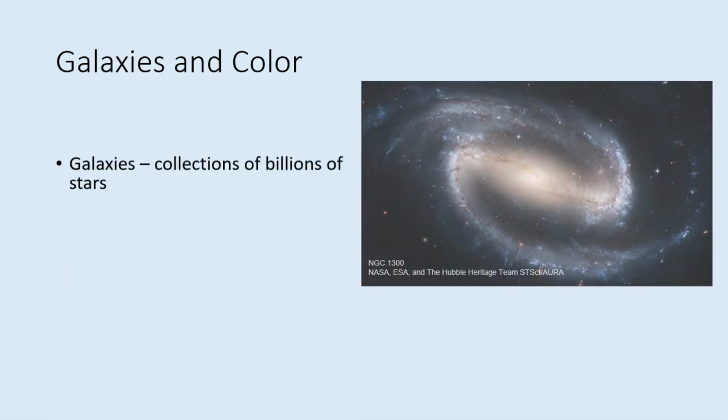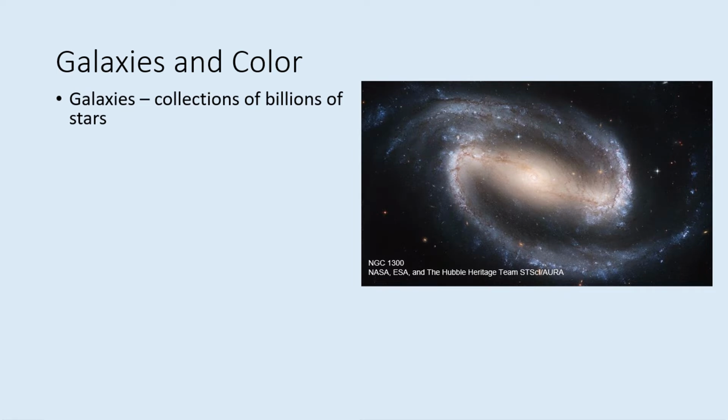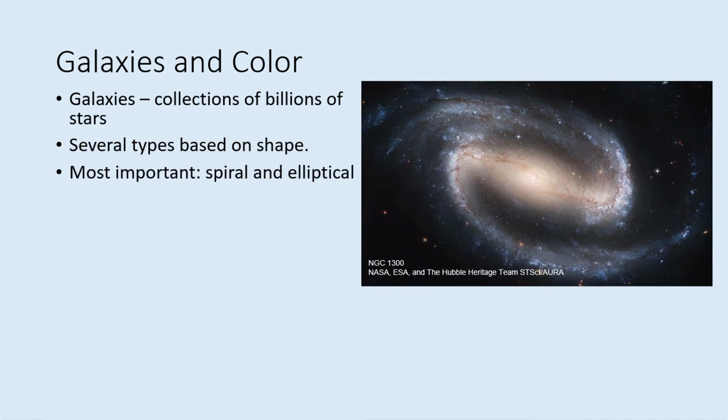A galaxy is a collection of billions of stars, all held together by gravity. We live inside a galaxy we call the Milky Way. But there are hundreds of billions of galaxies in the observable universe. Galaxies come in a range of different sizes and shapes. The two most important categories of galaxies are spirals and ellipticals.